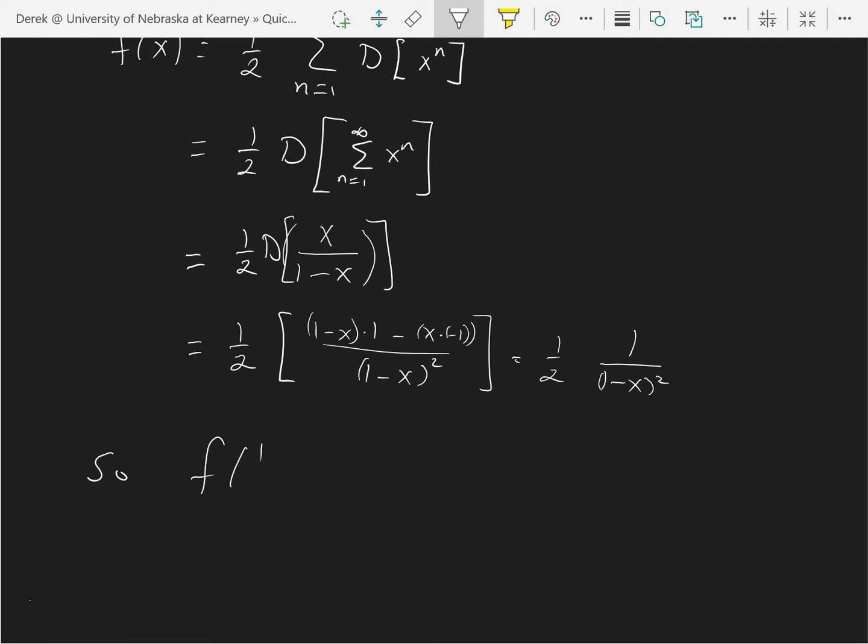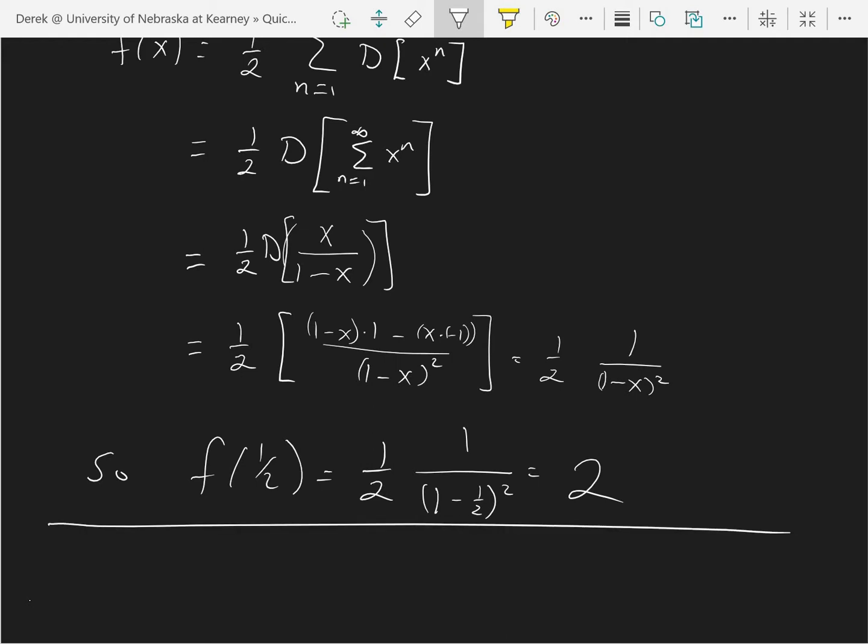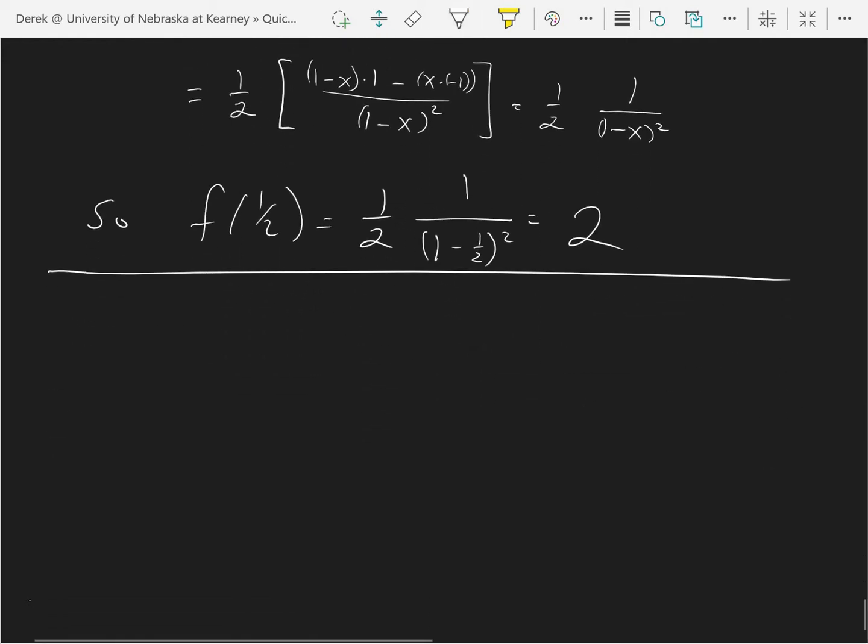So f at 1/2 then is equal to 1/2 times 1 over 1 minus 1/2 squared is, well, if you do all that arithmetic, you get 2. Okay, so let's see, how does this change if my coin isn't fair? Well, it doesn't change much.